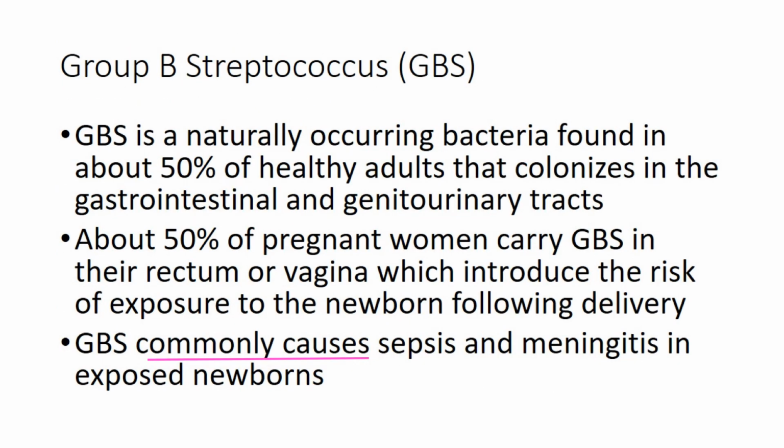Group B streptococcus, also GBS. This is not the same strep that people think of with the throat. GBS is a naturally occurring bacteria found in about 50% of healthy adults that colonizes in the gastrointestinal and genitourinary tracts. About 50% of pregnant women carry GBS in their rectum or vagina, which introduces the risk of exposure to the newborn following delivery. GBS commonly causes sepsis and meningitis in exposed newborns.